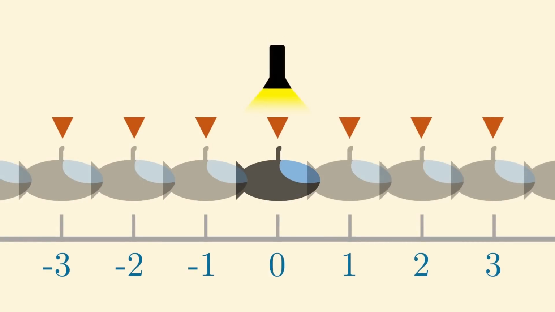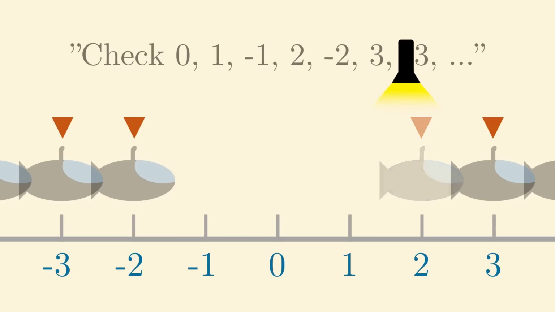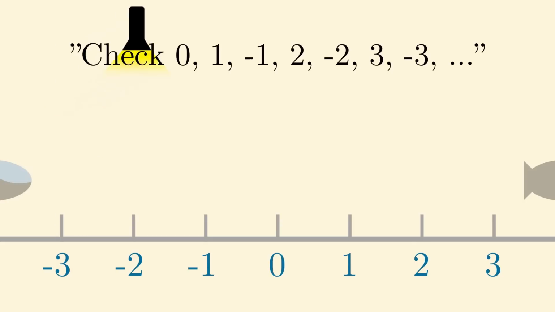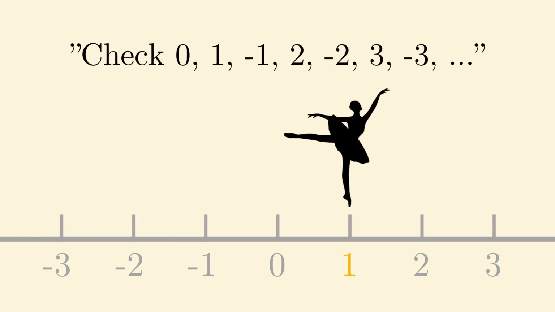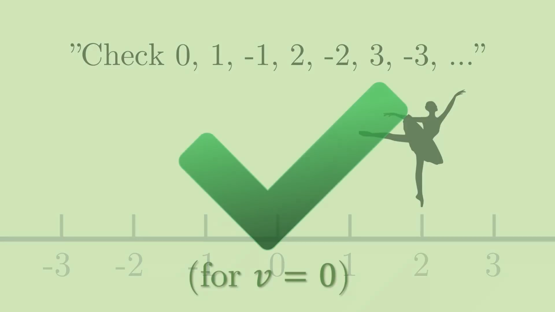We can search both positive and negative in parallel, like this. Search 0, 1, minus 1, 2, minus 2, and so on, interlacing the positive and negative numbers. Like a dancer hopping back and forth. This way, we will eventually find the submarine if the velocity is 0.